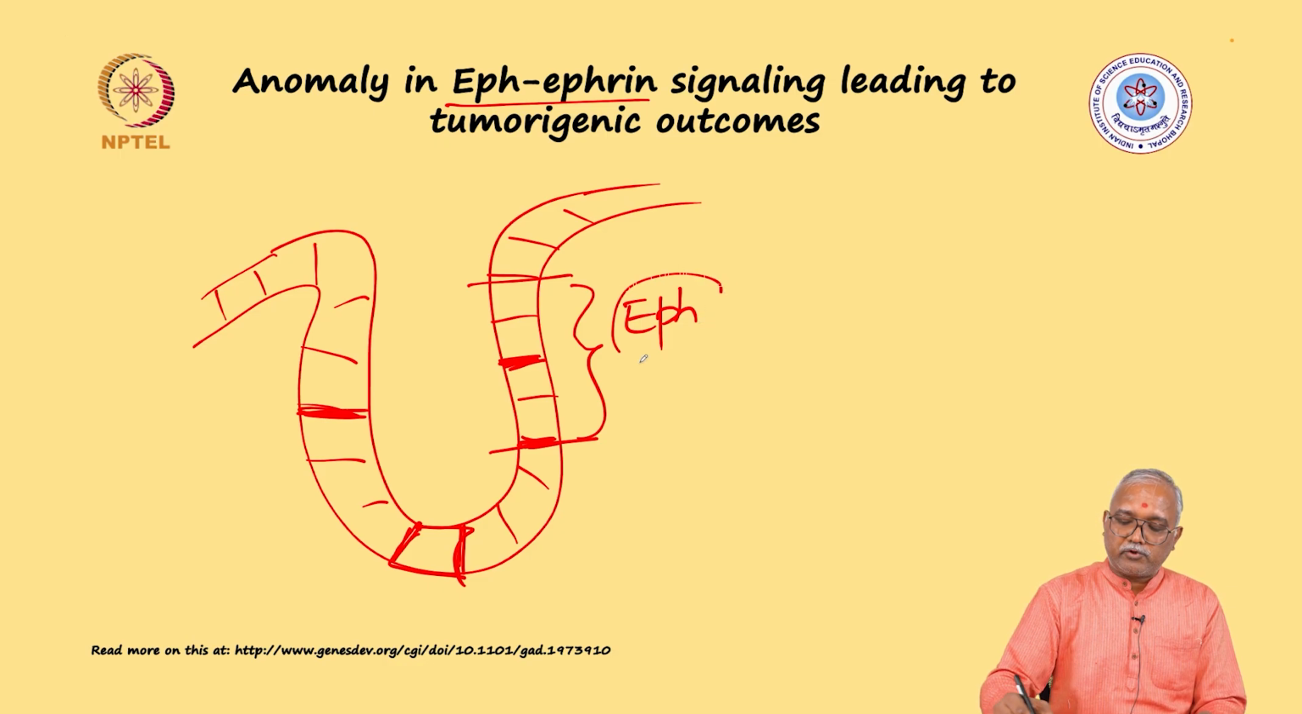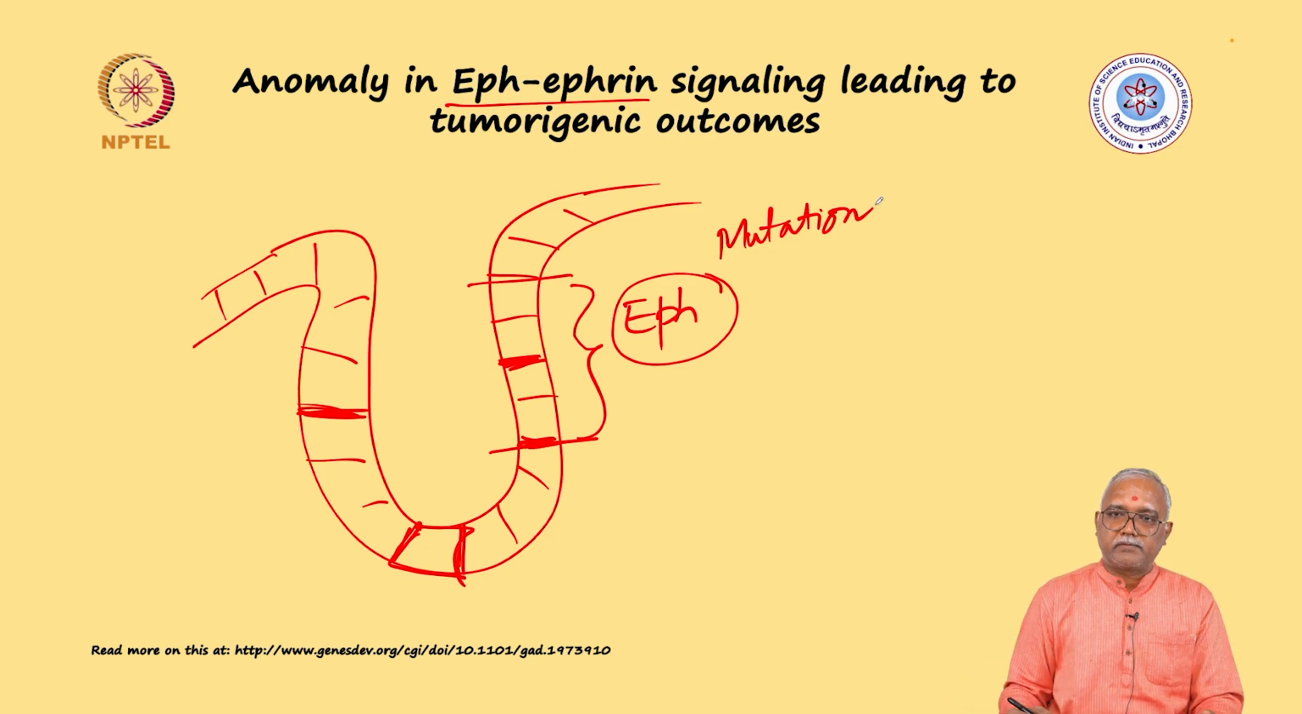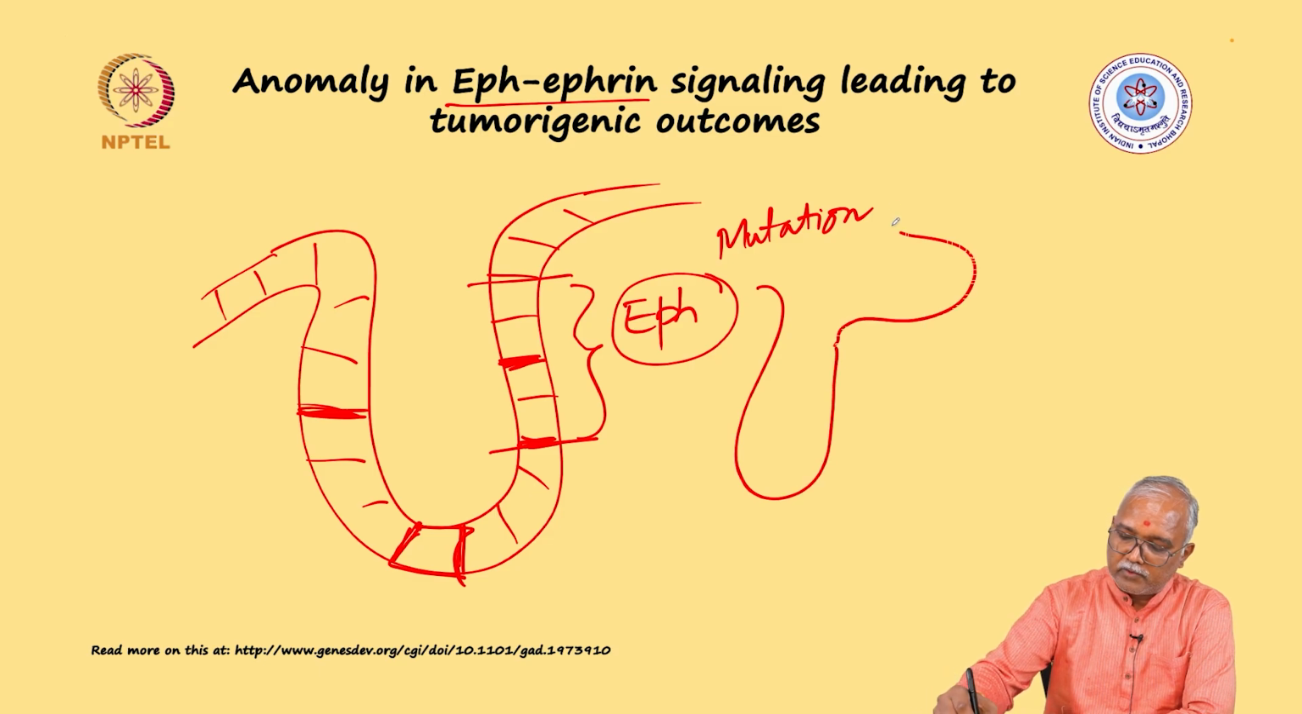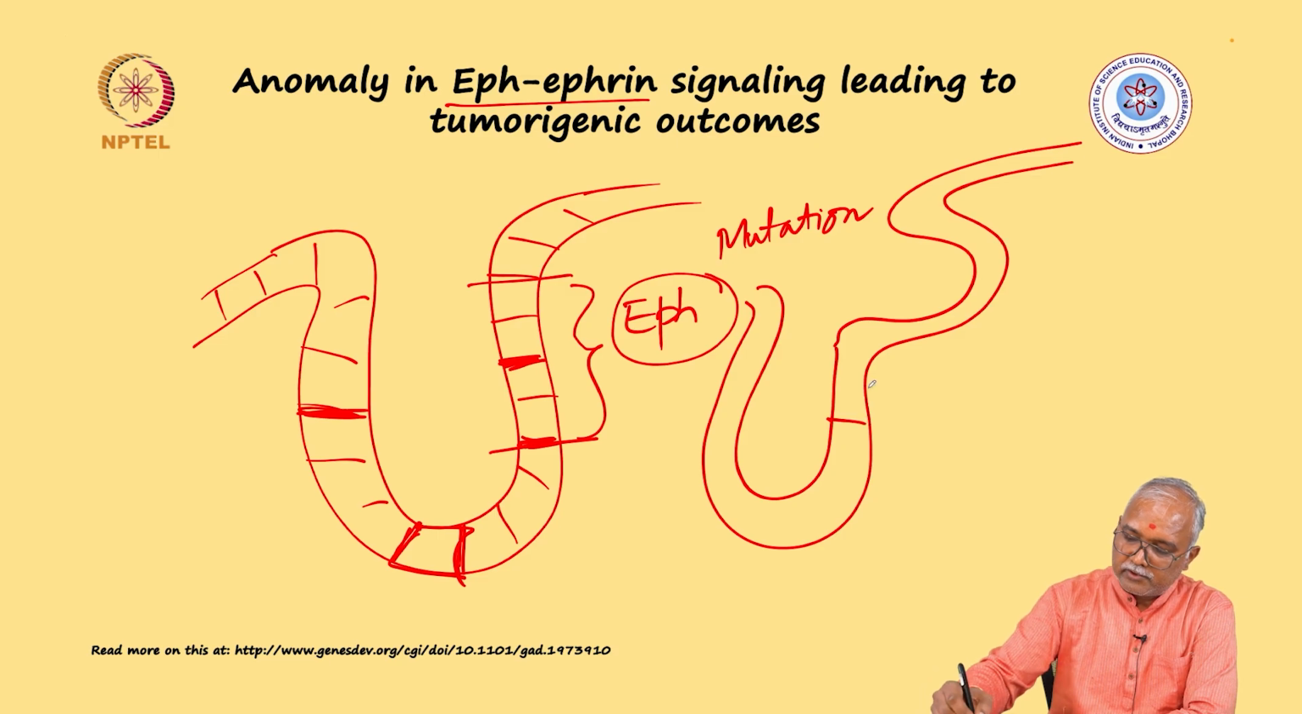If there is a problem with the Eph because of some mutation, or expression of another type of Eph, what will happen now? It will not respect the boundary and growth will happen. Unregulated growth happens and the tissue basically grows. So this region has actually seen overgrowth.